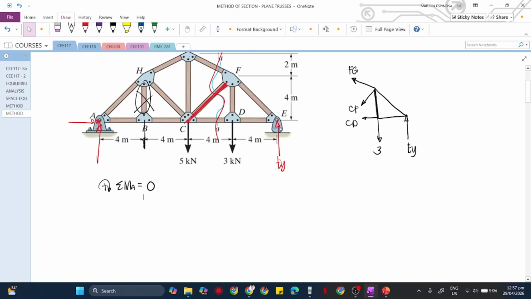Okay. We have here EY, no? EY, that would become negative, no? And 4 plus 4 plus 4 plus 4, yan yung magiging perpendicular distance niya. Okay, so that is 16.